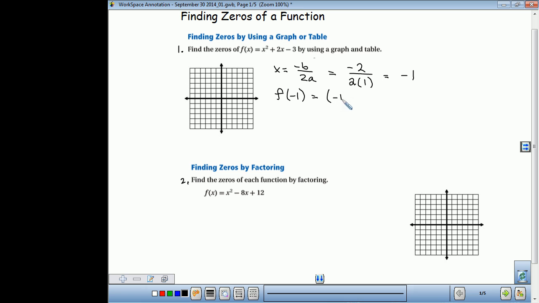So when we plug in negative 1, let's see what we get out. We get 1 minus 2 minus 3, which is negative 4. So we know this function has a vertex located at the point negative 1, negative 4. And I'm going to switch colors so it'll show up better on my graph. Negative 1, negative 4 in blue there.